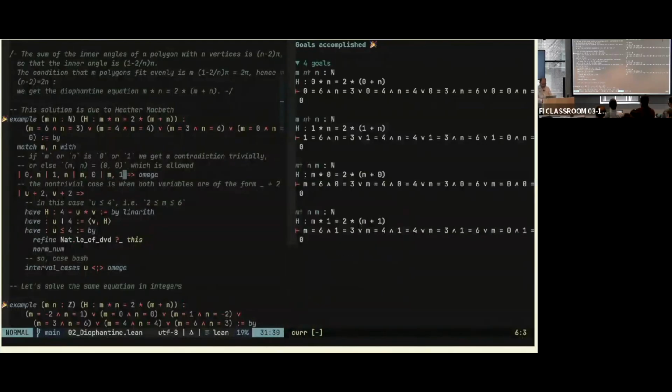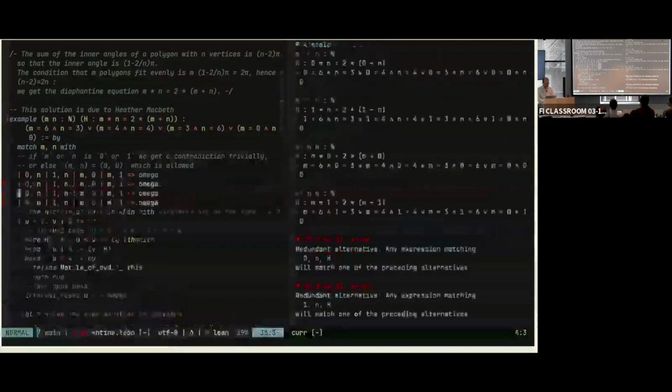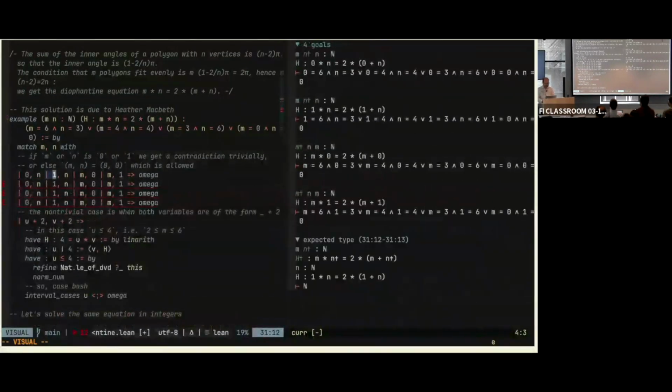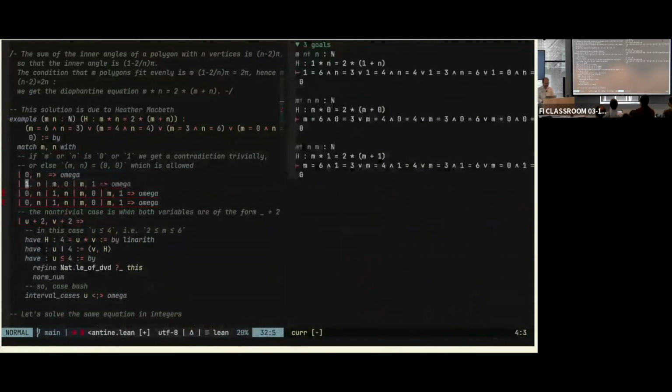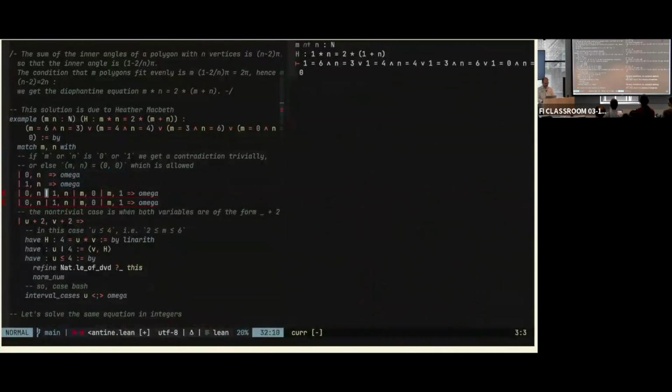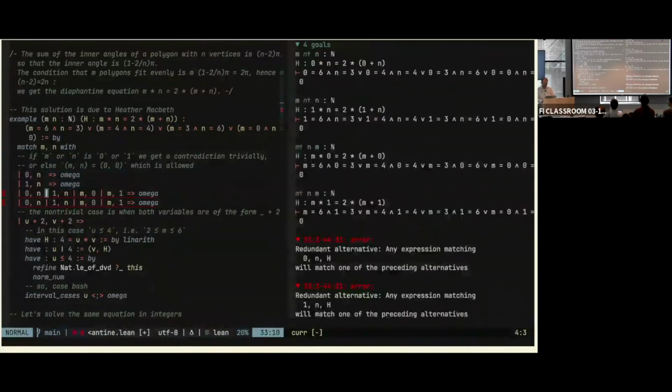Oh, okay. So I think she could have done m n to omega, but 0 n to omega, and then 1 n to omega. Now there is an error message, probably because, as you see, 0 m was already matched before, so the machine complains.